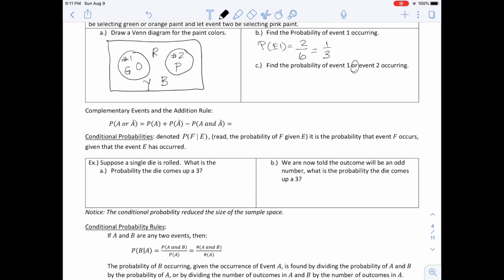Part C says find the probability of event 1 or event 2 occurring. So this time we're going to go ahead and count up what we have in event 1 and event 2. And so we have green, orange, or pink. So there's 3 out of a total of 6, which does simplify to 1/2 or 0.5.